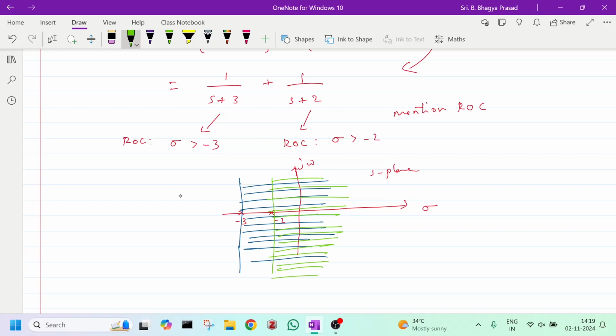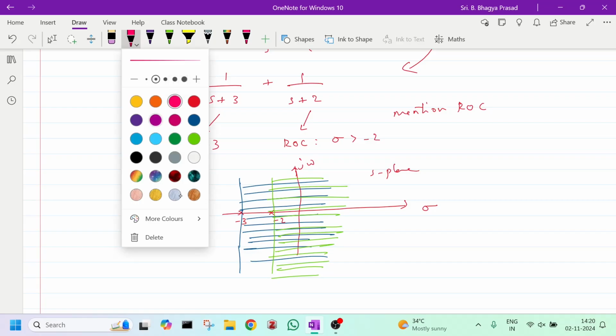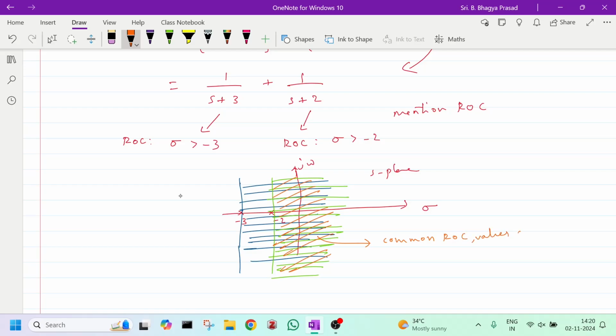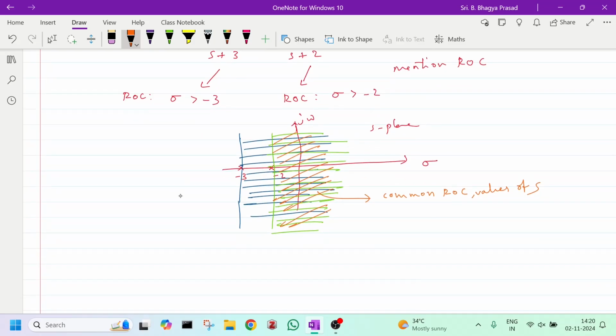So if you observe, the common shaded part is sigma greater than minus 2. The common shaded part is this one. Common ROC or common values. Yes, and these are the common values of s where X(s) exists. So the common ROC, or entire ROC, is sigma greater than minus 2.